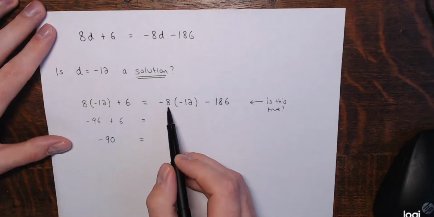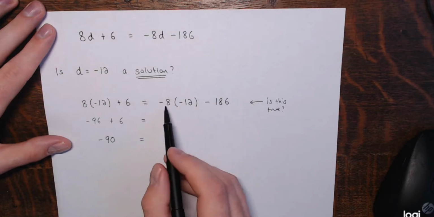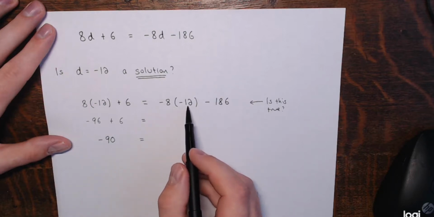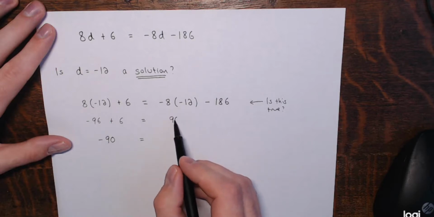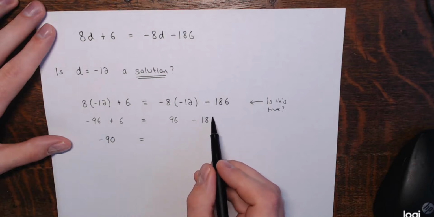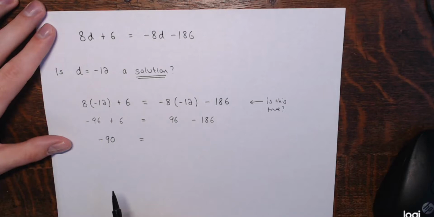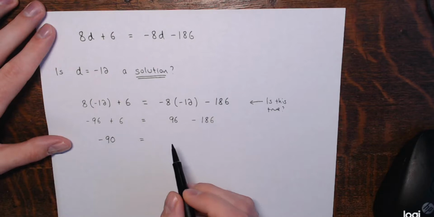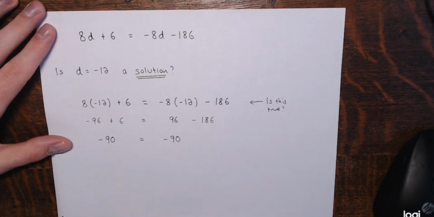Then on the right side, again, you do multiplication before addition or subtraction. We have negative 8 times negative 12, that'd be positive 96. Then minus 186. And 96 minus 186 would indeed be negative 90, because 186 minus 96 is 90.